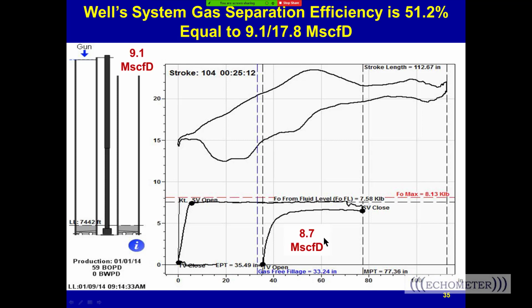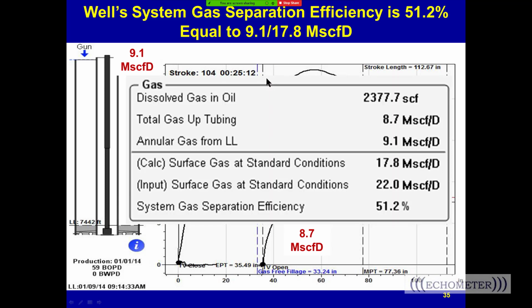So here's an example, and we have 8.7 MCF of gas going up the tubing from the pump card, and 9.1 MCF of gas going up the casing, and that shows that the separation efficiency is poor, 51%. That's 9.1 MCF going up the casing over total gas produced from the well. That's 17.8.